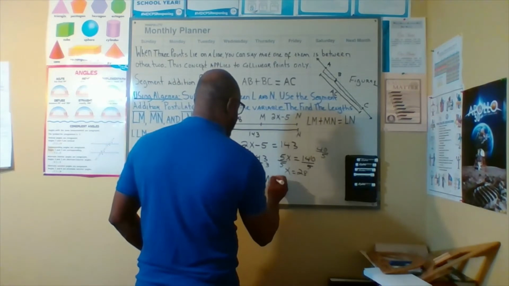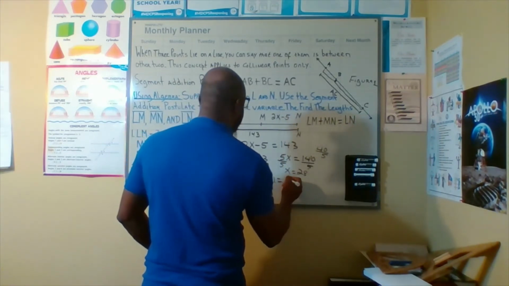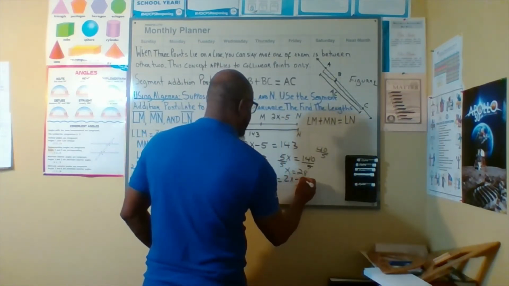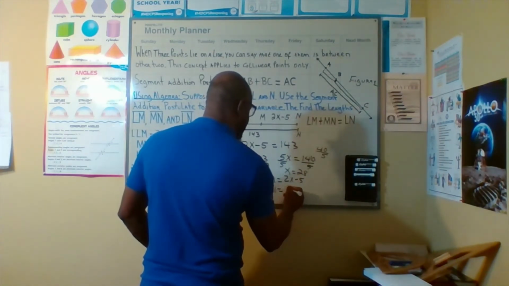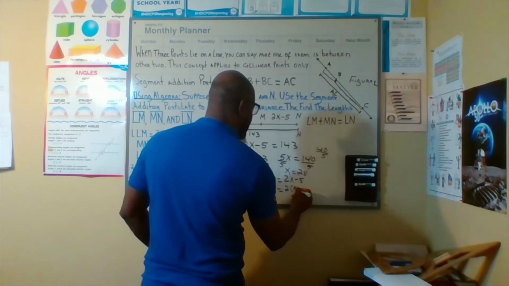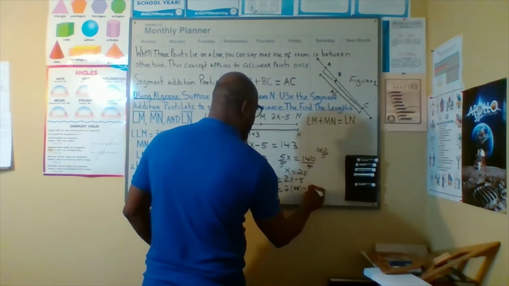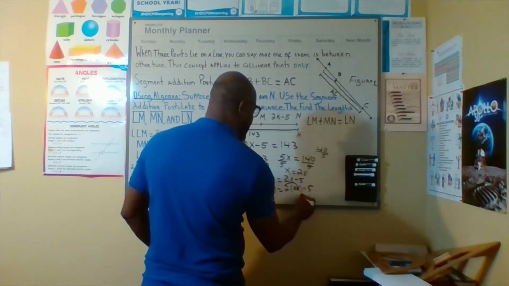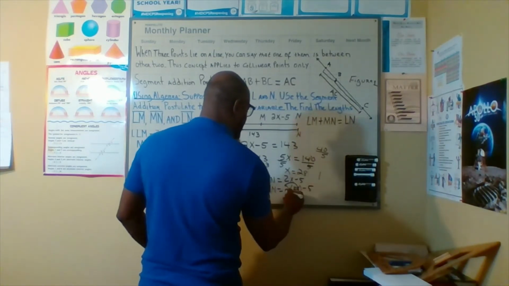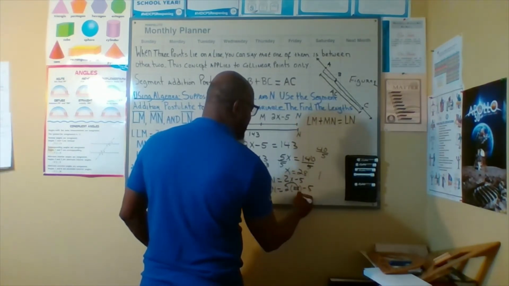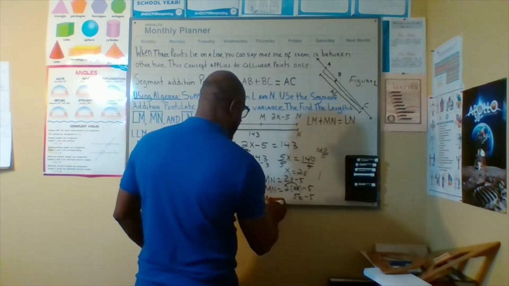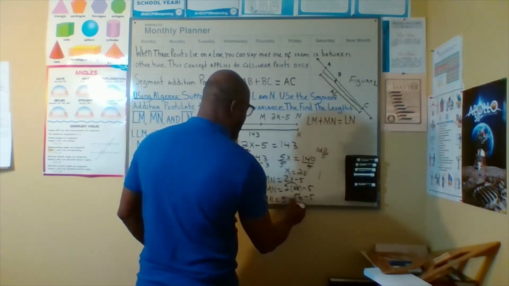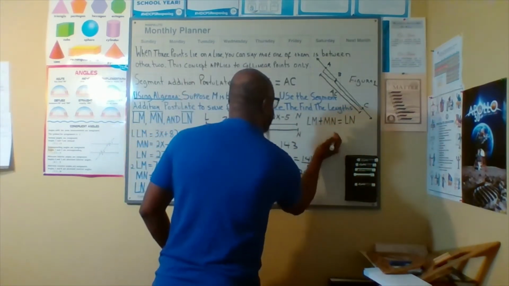MN is 2x minus 5. MN is 2 times 28 minus 5. 2 times 8 is 16, carry 1. 2 times 2 is 4, plus 1 is 5, minus 5. MN is 51. All right.